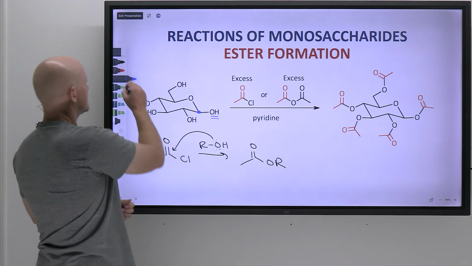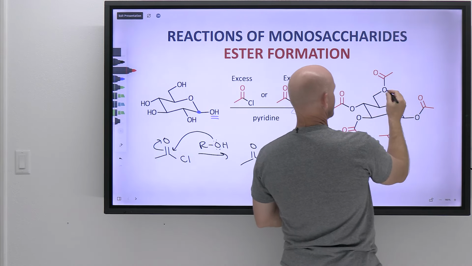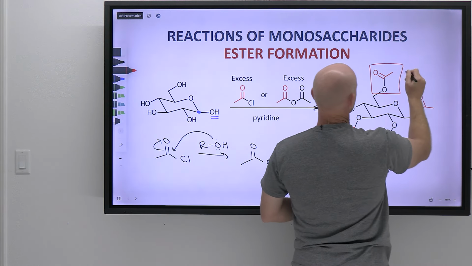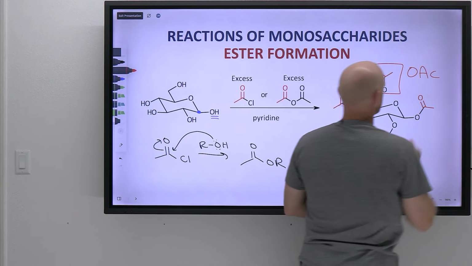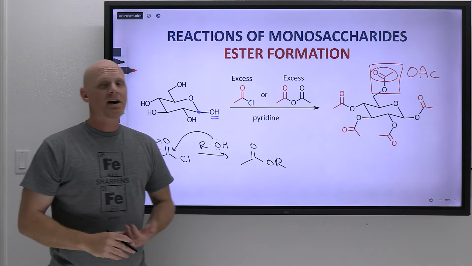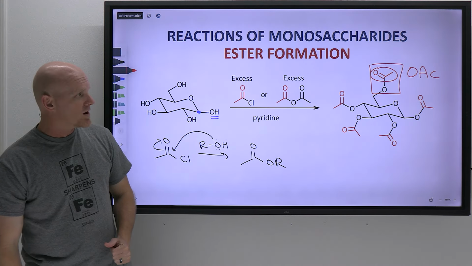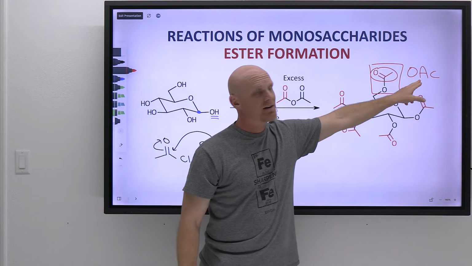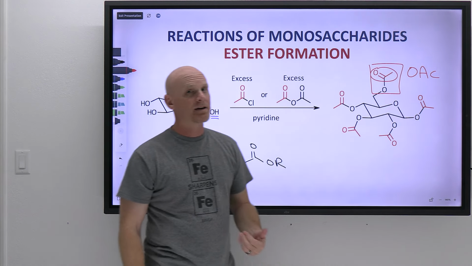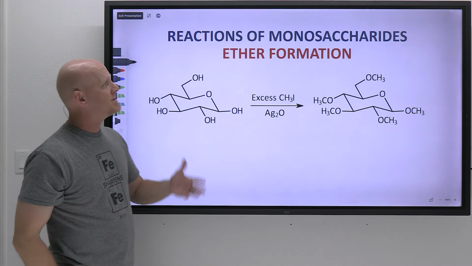Now, one thing to note, we get a little bit lazy sometimes, and so sometimes we'll write this group right here instead as OAc, because this is an acetyl group. So be prepared to see it both ways. I drew it out because I figured it'd be a little more helpful in this case, but be prepared, you might see it this way as well. It means the same thing. That's ester formation.